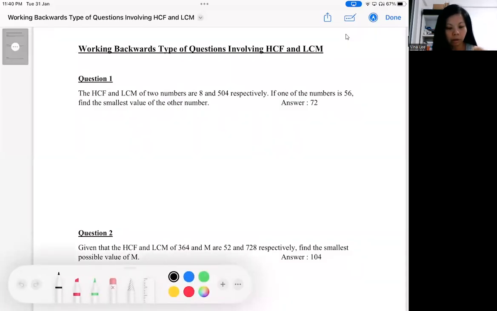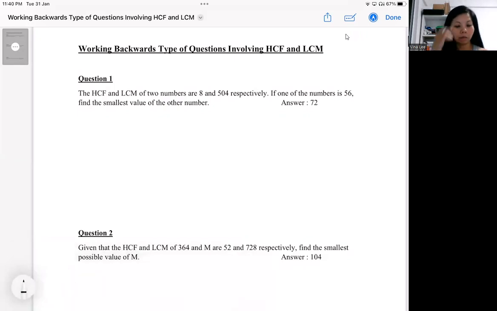Okay, so for this category of question, we are going to do the working backwards for the type of questions that involve HCF and LCM. The basic idea is, if I gave you 2 or 3 numbers, you should be able to perform the prime factorization correctly, and then get the HCF and LCM correctly. So now it's the opposite idea.